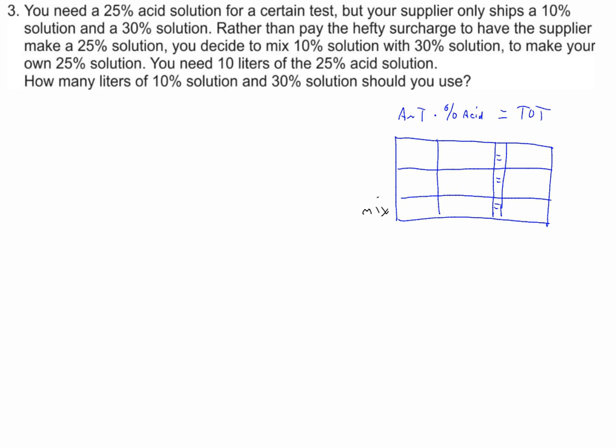John? 10% acid and 30% acid. Yeah, the one row is the 10% and the other row is the 30%. The two things you have that you're going to mix together, right? Isn't that what we're mixing together? The 10% acid solution and the 30% acid solution?